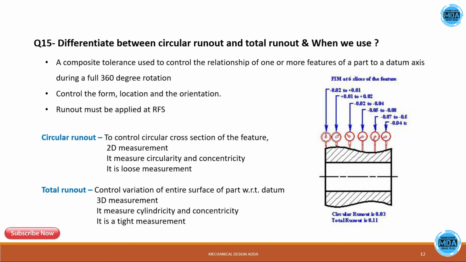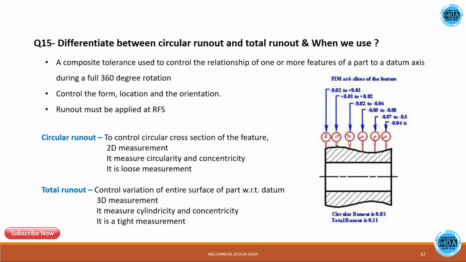As we know, runout is a composite tolerance used to control one or more features of the part to the datum axis during the full 360 rotation about the datum axis. So runout is the composite tolerance used to control the relationship of one or more features to a datum axis during a full 360 rotation about the datum axis.